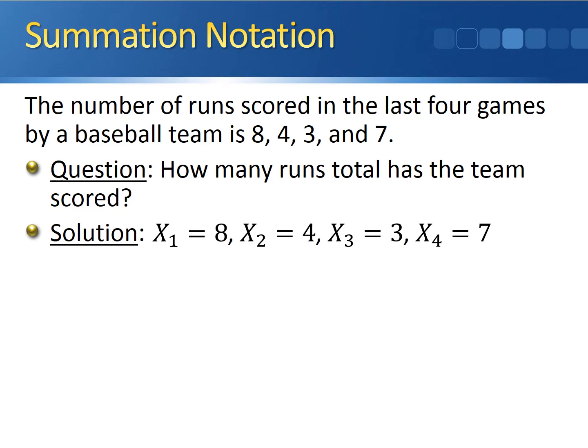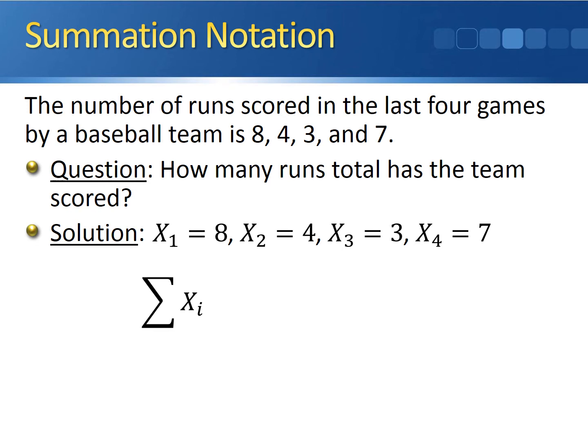The sum of the 4 run totals is given by this expression. This expression right here is called the summation notation. The summation is denoted by the capital Greek letter sigma. After the summation sign, we put x sub i.